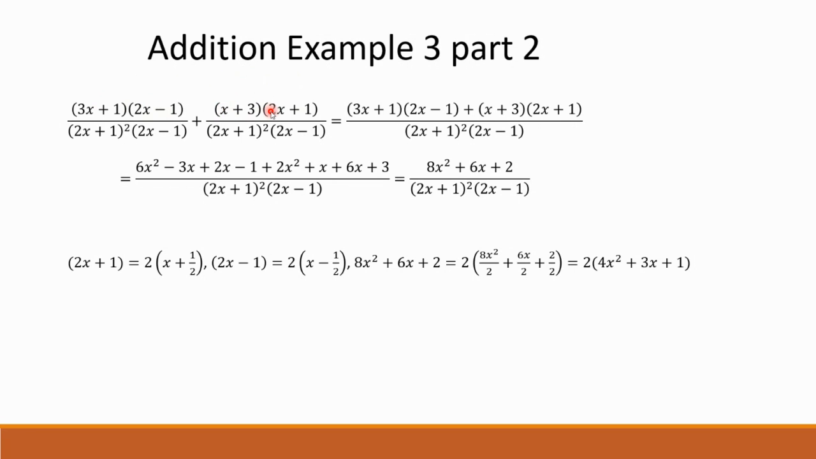Now, once we have that, what we do next is multiply. As you can see, we have 6x squared minus 3x plus 2x minus 1. From here, we're going to get 2x squared plus x plus 6x plus 3, all over here. Then combining like terms, we get this.